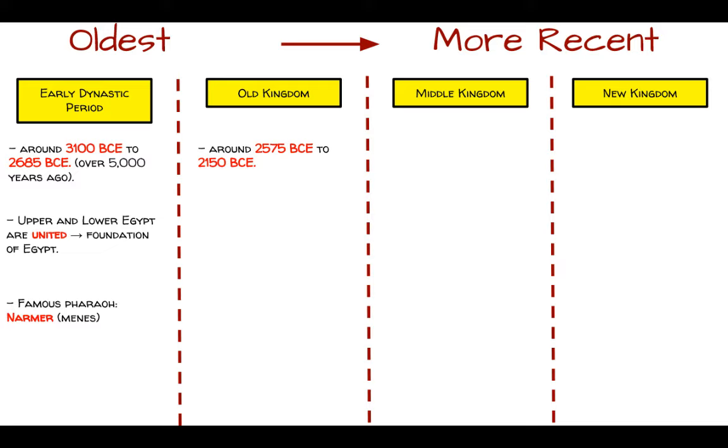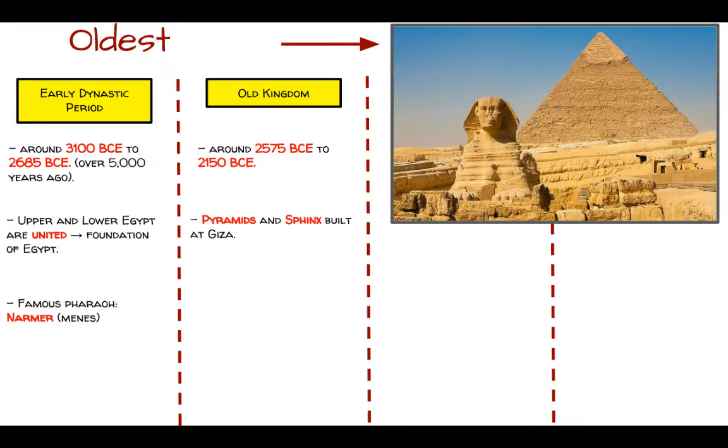So the Old Kingdom happens later down the road. It happens between 2575 BCE and 2150 BCE. And this is what we think of in our mind when we think about ancient Egypt. The pyramids and the Sphinx were built during the Old Kingdom time period. And they're built at Giza, which is right outside the modern day capital of Egypt, which is Cairo.